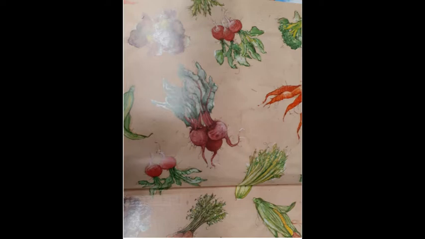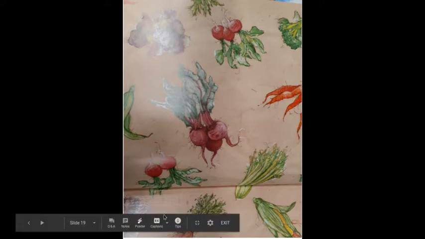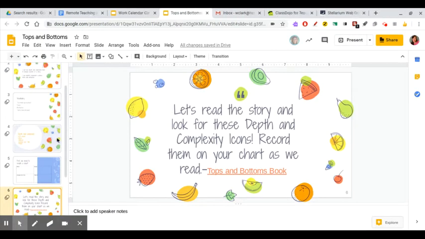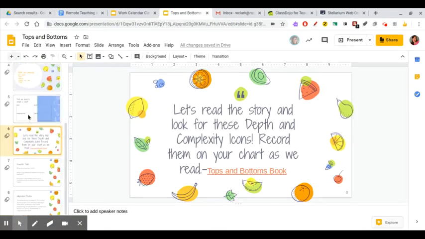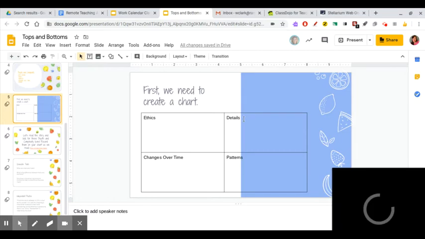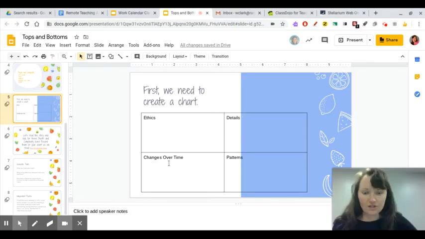And that's the end. So, do you guys like that book? I really do. It's such a great lesson. You can learn a good moral from the story. All right, so now that you've been completing different parts of your chart, think about the ethics, morals, right and wrong, details, changes over time, and then patterns.